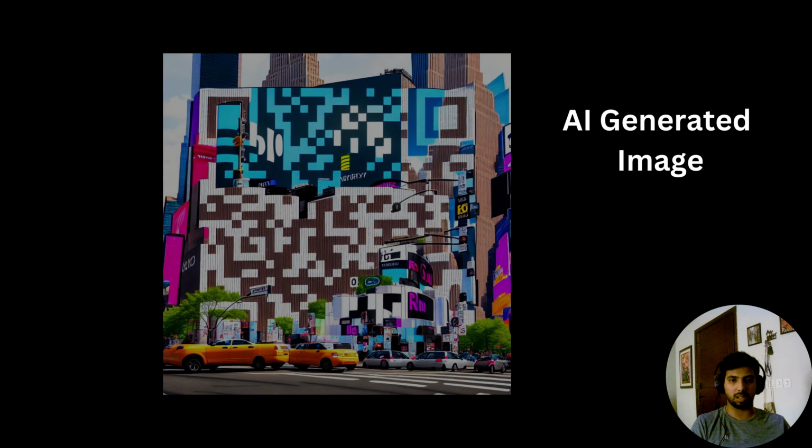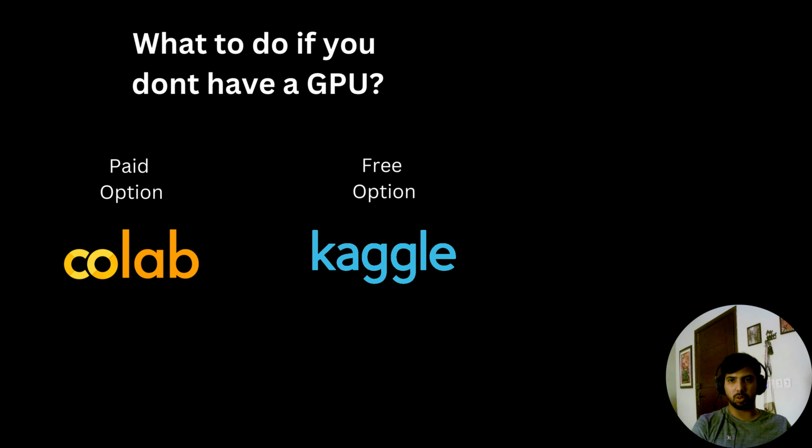So let's get started. What to do if you don't have a GPU? If you have a GPU on your machine, that is good. Otherwise, you can use GPUs from Google Colab. If you don't have a Colab paid plan and want a free option, then you can go to kaggle.com, make an account, and use their notebook with GPU enabled. 30 hours per week of GPU is free, which is enough for AI newbies. I am also using a Kaggle notebook in my video.